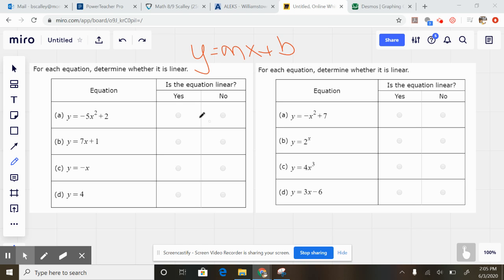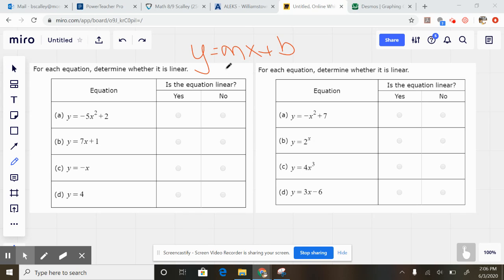Alright guys, so this video is going to be all about deciding whether an equation is linear or not. You're given 8 different equations right here, and you have to try to imagine what they would look like on a graph. In order to figure out what linear is, linear just means when it's graphed, it's going to be a perfectly straight line.